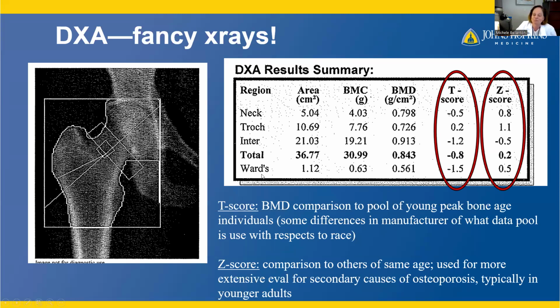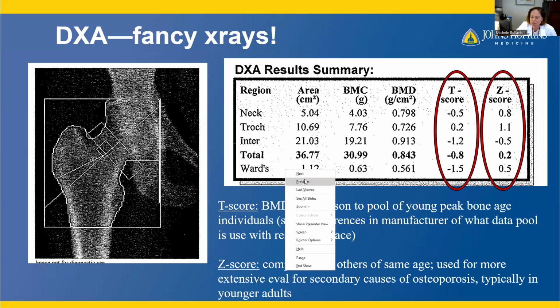Everybody has a low area. It picks out the lowest area of the hip. It doesn't predict fractures, so that's why we don't report it anymore.